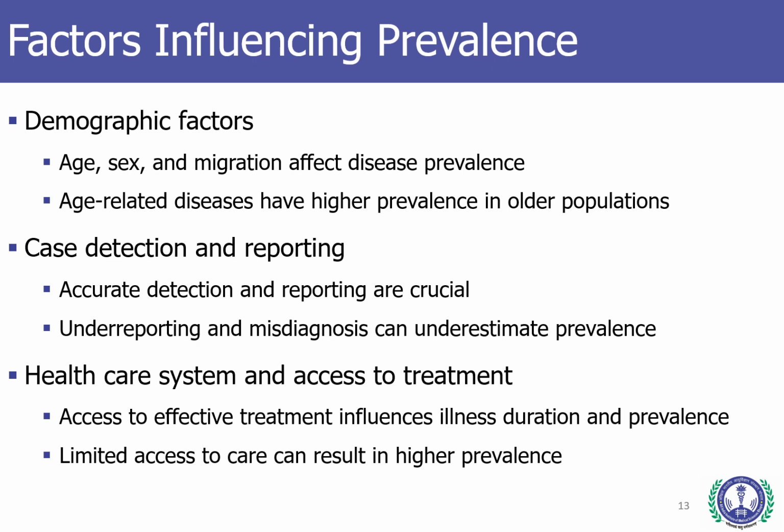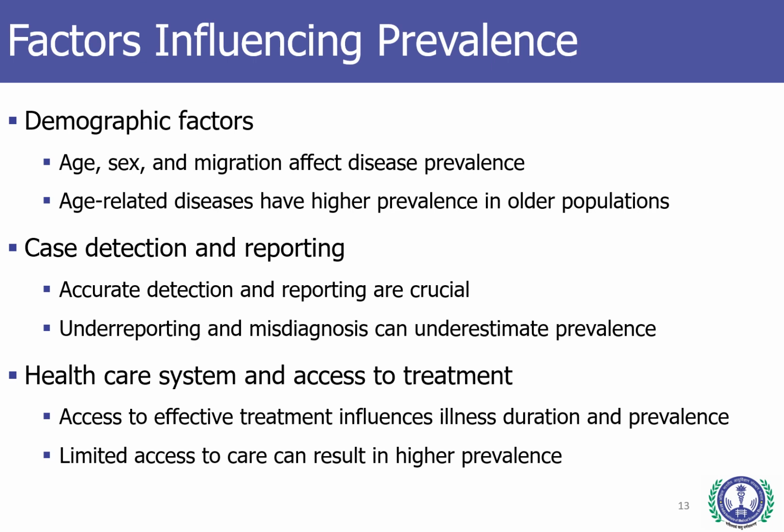Then, population dynamics also plays a crucial role in determining the prevalence of disease. Demographic factors such as age, sex, and migration can influence the prevalence of specific conditions. For example, age-related diseases like dementia are more prevalent in a population with a higher proportion of elderly individuals. Understanding these factors can help tailor the public health interventions and target resources more effectively.